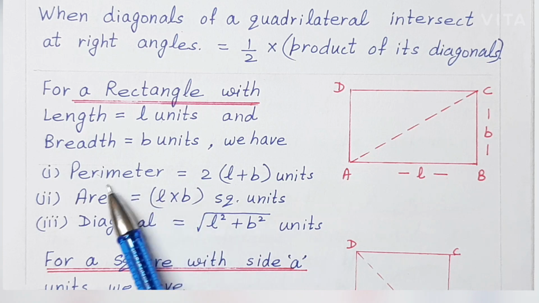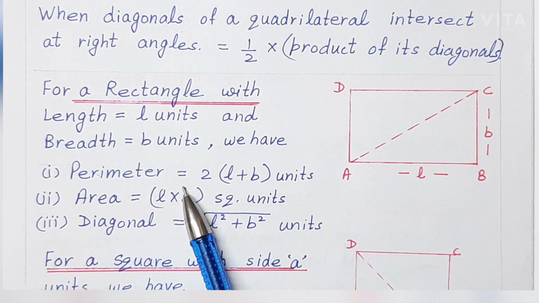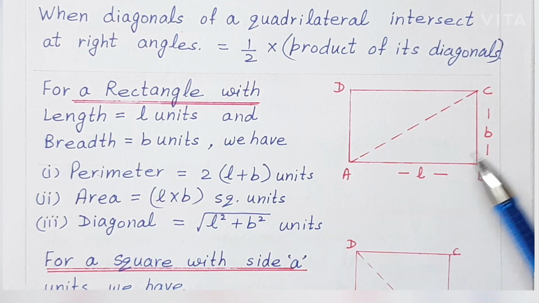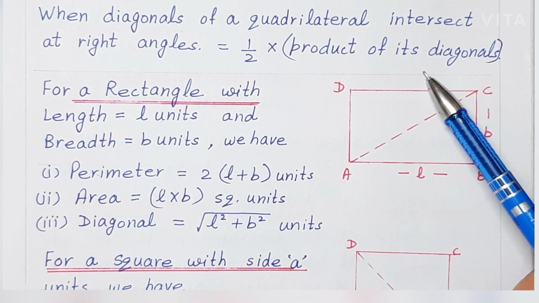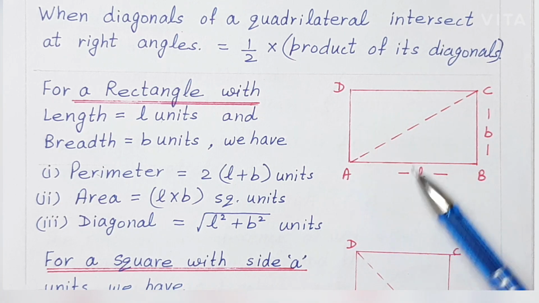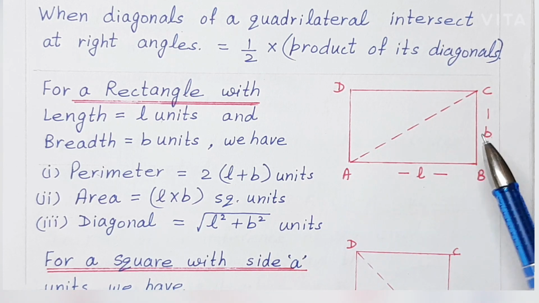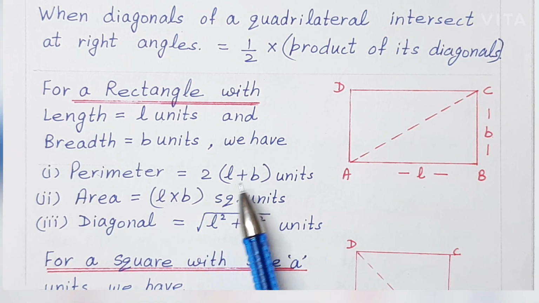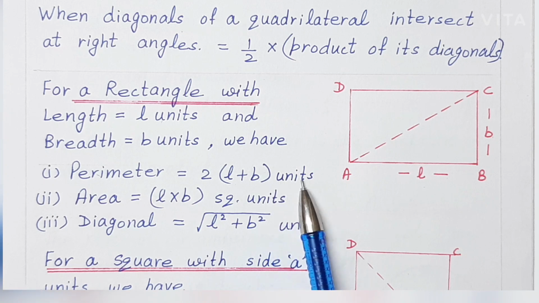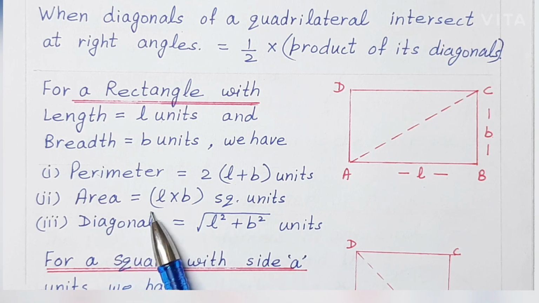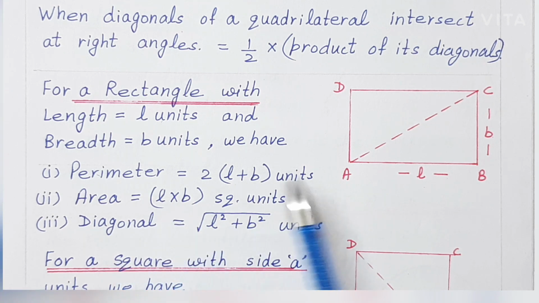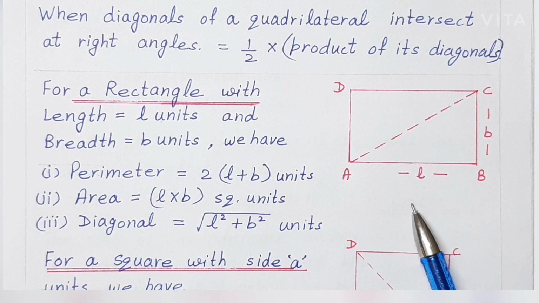So, what is the perimeter? Perimeter is length plus breadth, then again length plus breadth. So, 2 times length and 2 times breadth. So, that is 2 bracket L plus B units. I hope it is clear. Now let us see what is the area of a rectangle. That is length into breadth. We need to multiply the two.